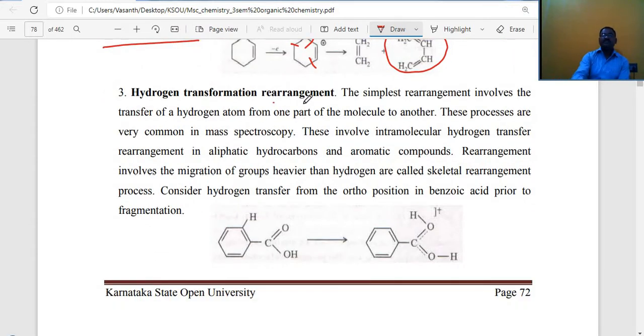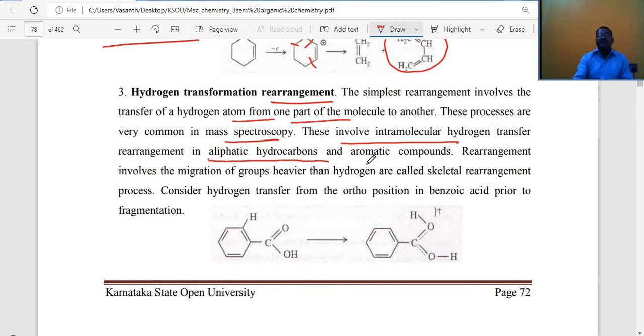Hydrogen transfer rearrangement. The simplest rearrangement involves the transfer of a hydrogen atom from one part of the molecule to another. These processes are very common in mass spectroscopy. This involves intramolecular hydrogen transfer rearrangement in aliphatic hydrocarbons and aromatic compounds. Migrations of groups heavier than hydrogen are called skeletal rearrangement processes.